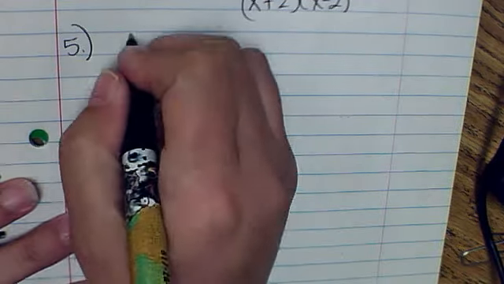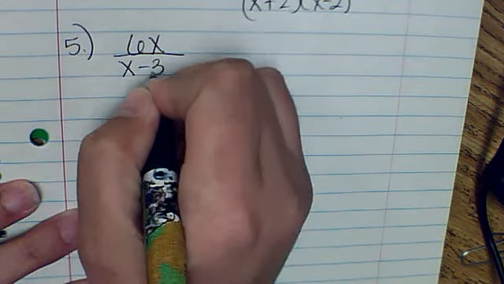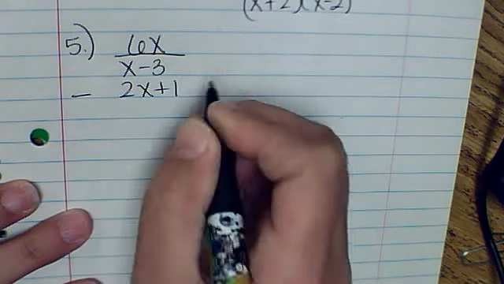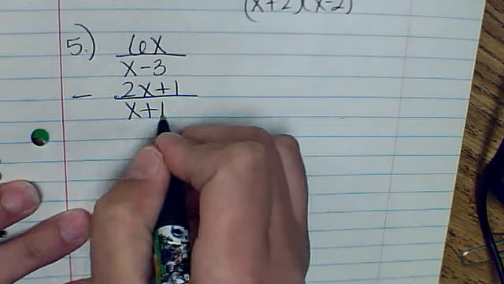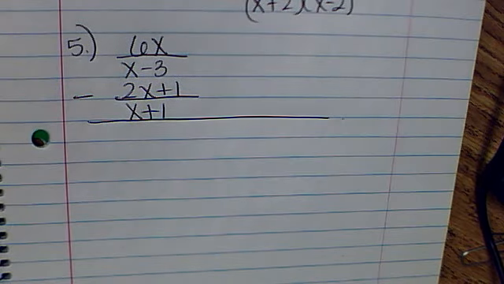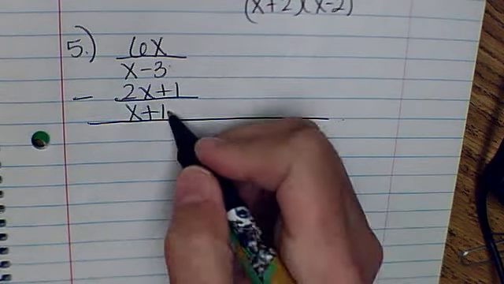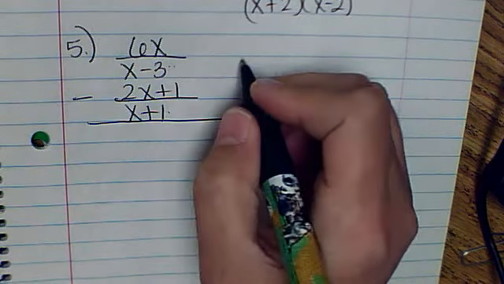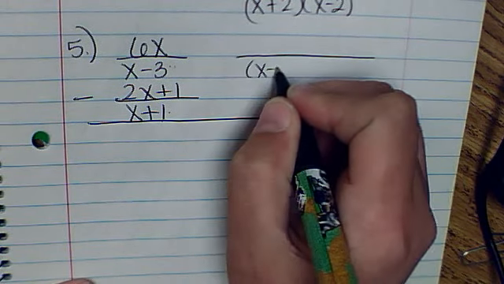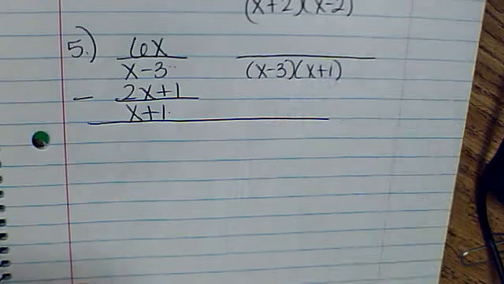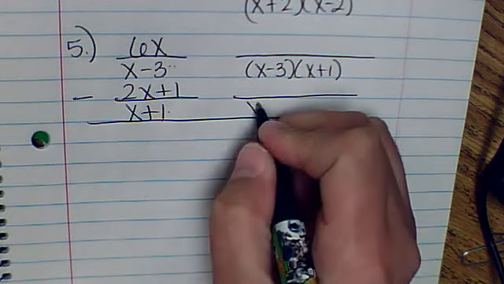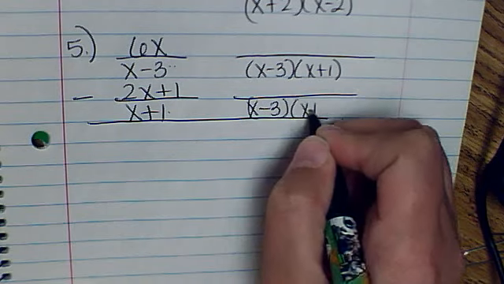Problem number 5. 6x over x minus 3 minus 2x plus 1 over x plus 1. Now when I look at this one, x minus 3 and x plus 1, neither of those can be factored. There's nothing in common. So my common denominator is both of those. X minus 3, x plus 1. So that's my common denominator because there's nothing in common, so I just bring over both of those leftovers.